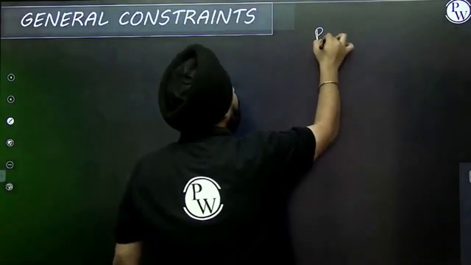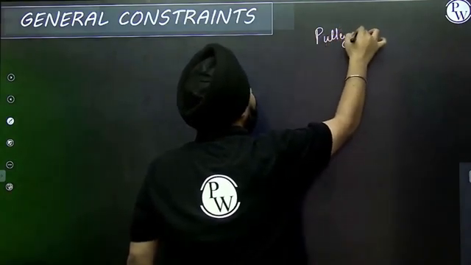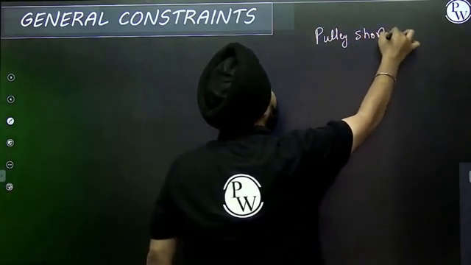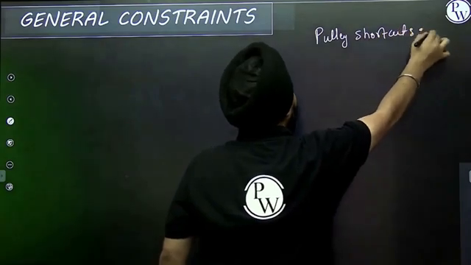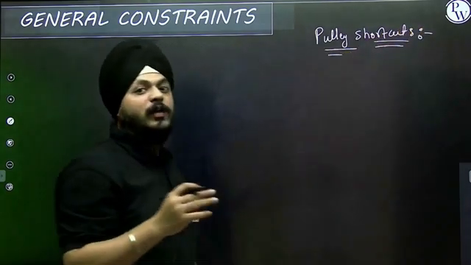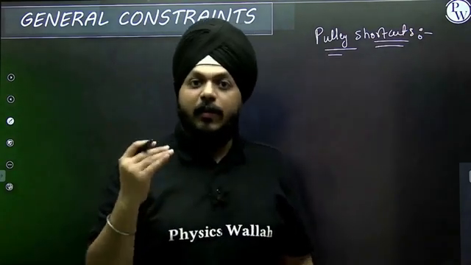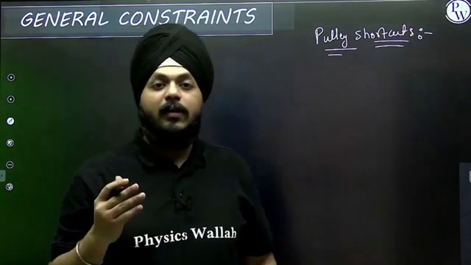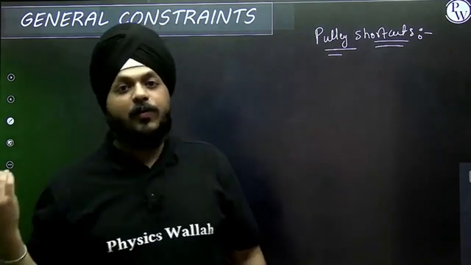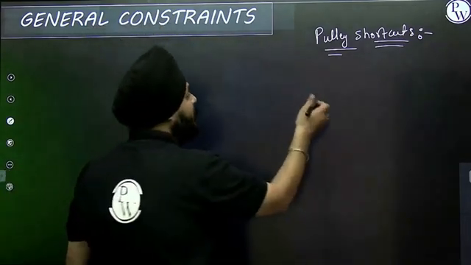I'm directly writing it down: pulley shortcuts. This kind of thing can easily be solved by the length of the string method also, but as I said, that procedure is quite long. So this is very simple.